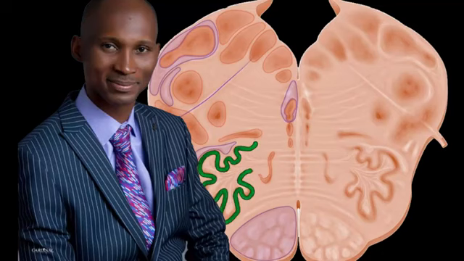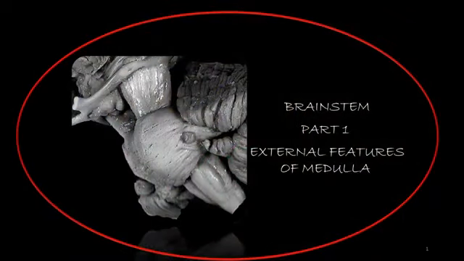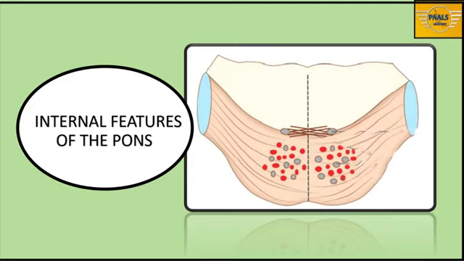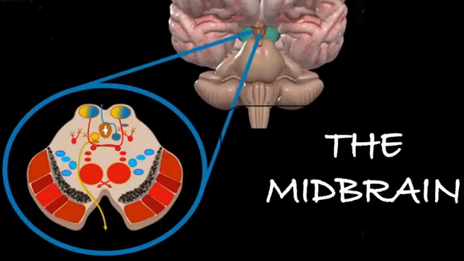In this lecture on anatomy of the brainstem, we've already done the first part. This is the second part, and we have a third part. In the third part, we'll be looking at the internal and external features of the pons, and then in part 4, we'll be considering the internal and external features of the midbrain. So let's go to class.